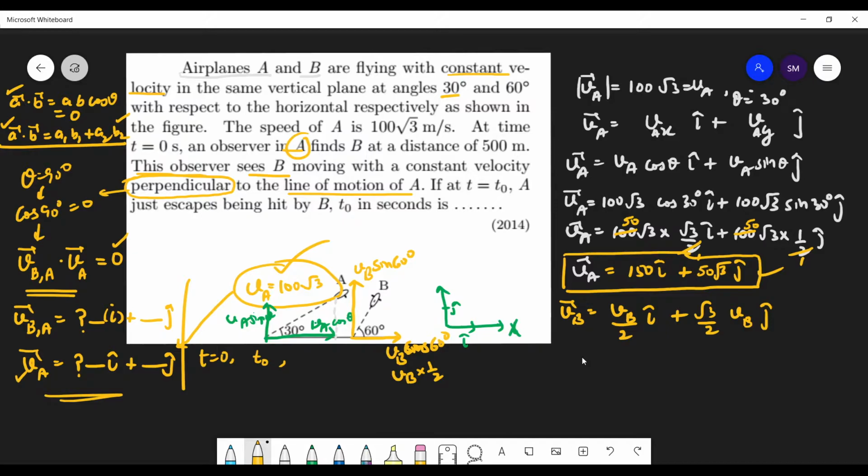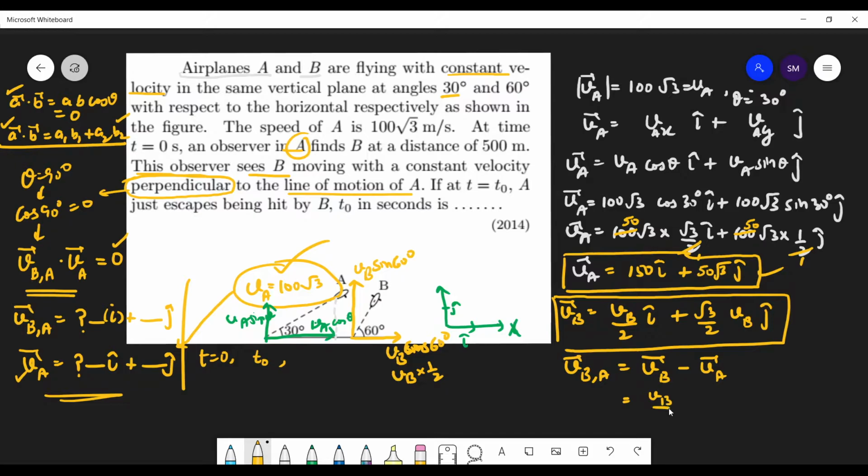So students, you have got both the values, VA and VB, but you need VBA. So what is VBA? VBA, velocity of B with respect to A, is velocity of B with respect to ground minus velocity of A with respect to ground. So you have both, okay? So their x components and y components will be subtracted.